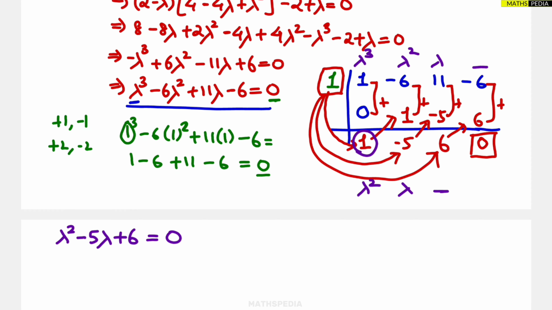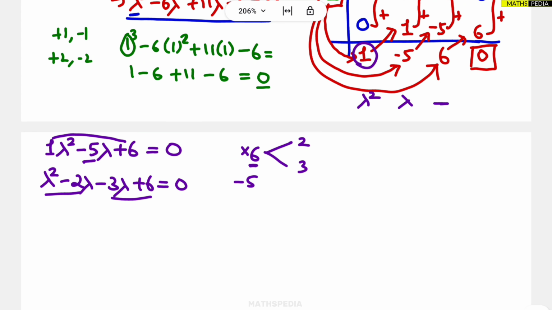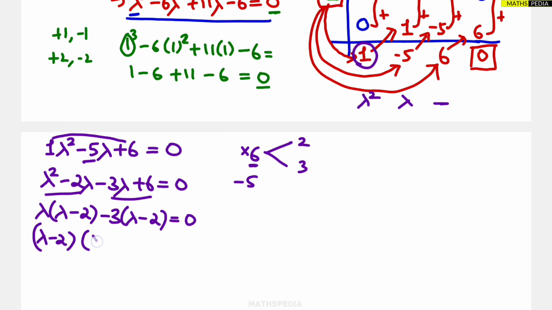This can be solved using the factorization method, or you can apply the quadratic formula. So 1 into this constant 6: while multiplying I should get 6, while adding I should get minus 5. The factors of 6 I can take as 2 and 3. So lambda square minus 2 lambda minus 3 lambda plus 6 equal to 0. When you see this, minus 2 minus 3 is minus 5, and minus 2 into minus 3 is plus 6, so everything is satisfied. Now grouping can be done. Lambda can be taken common, so lambda minus 2. Here also lambda minus 2 should be common, and outside minus 3 can be taken. So lambda minus 2 is our common factor, and what is left is lambda minus 3 equal to 0. Here is the multiplication of factors, so lambda minus 2 equal to 0 and lambda minus 3 equal to 0.